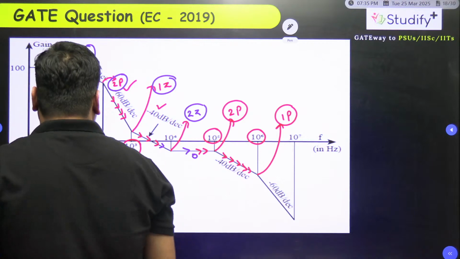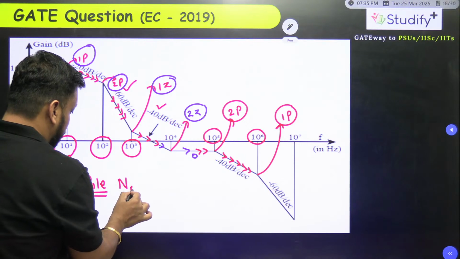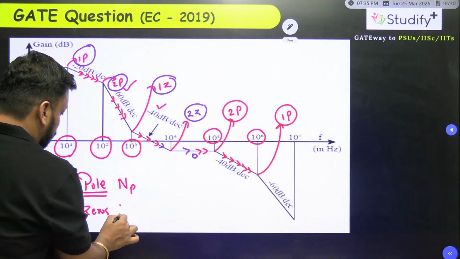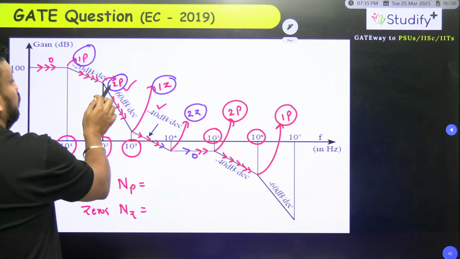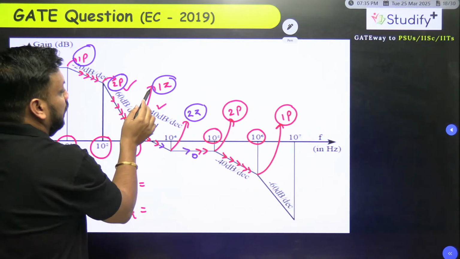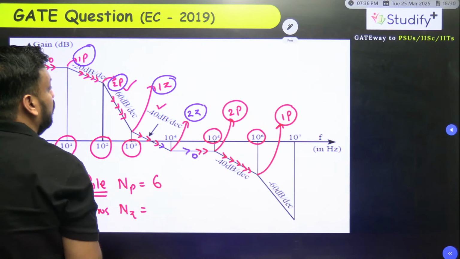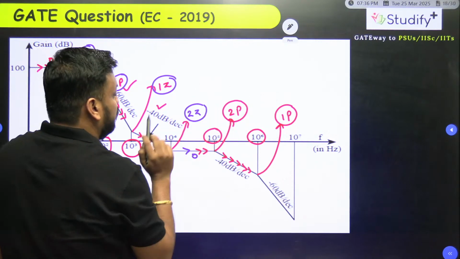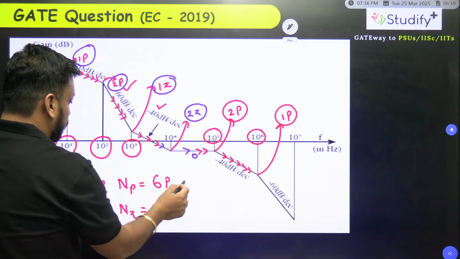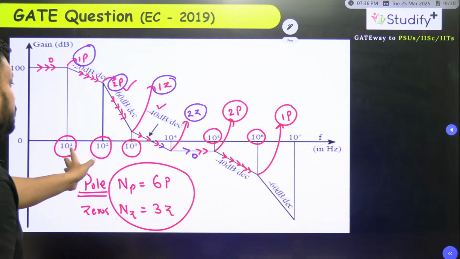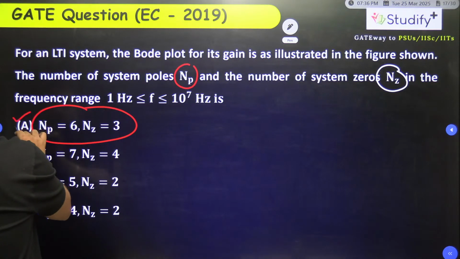So ultimately, how many poles and how many zeros? The examiner is asking for the total number of poles, which is represented by NP, and the total number of zeros, represented by NZ. So can you please tell me NP? 3 poles, and 3 zeros, and here 2 poles and 1 pole. So 3 and 3 is 6 poles total. Yes or no? 2 and 1 is 3, and 2 is 5, and 1 is 6. Total 6 poles and 2 and 1, 3 zeros. So total we have 6 poles and 3 zeros, sir. So the correct answer for this question is option A, 6 poles and 3 zeros.